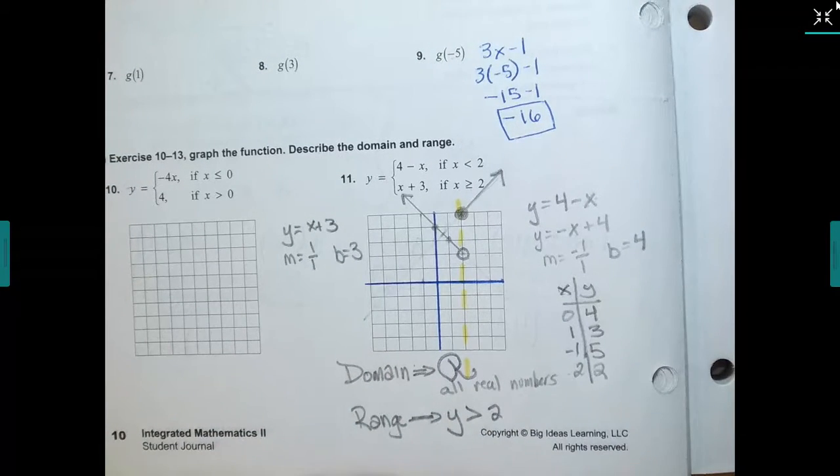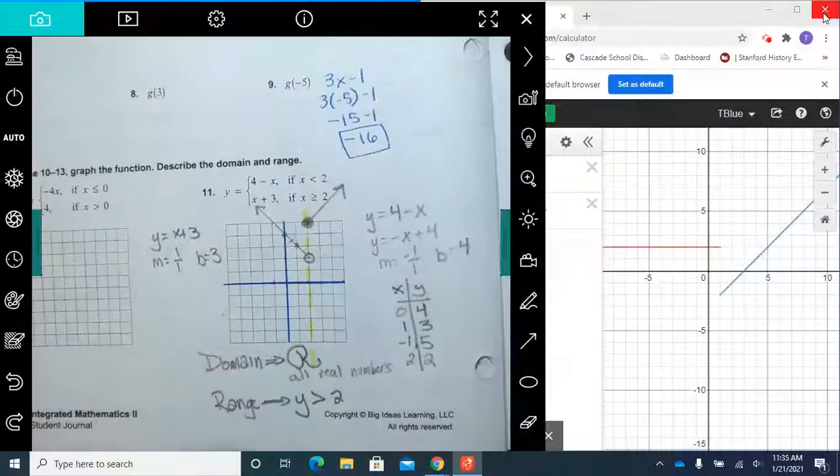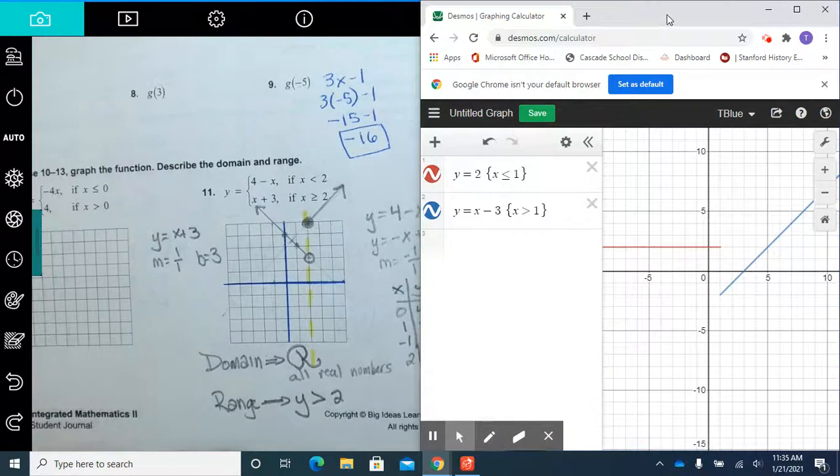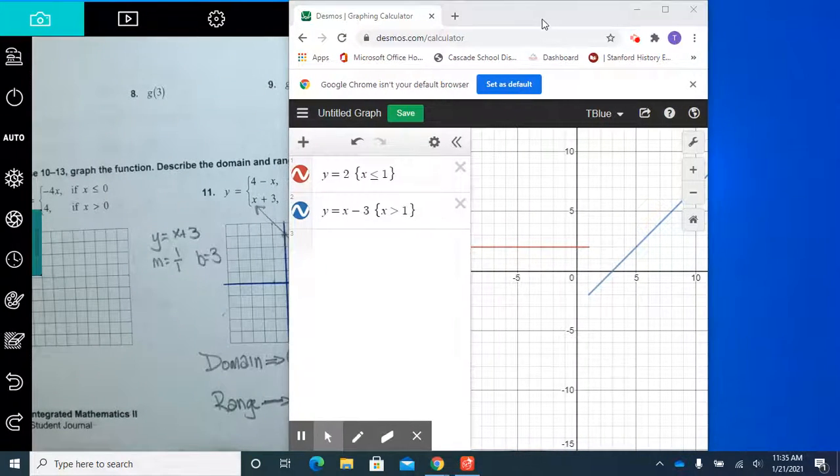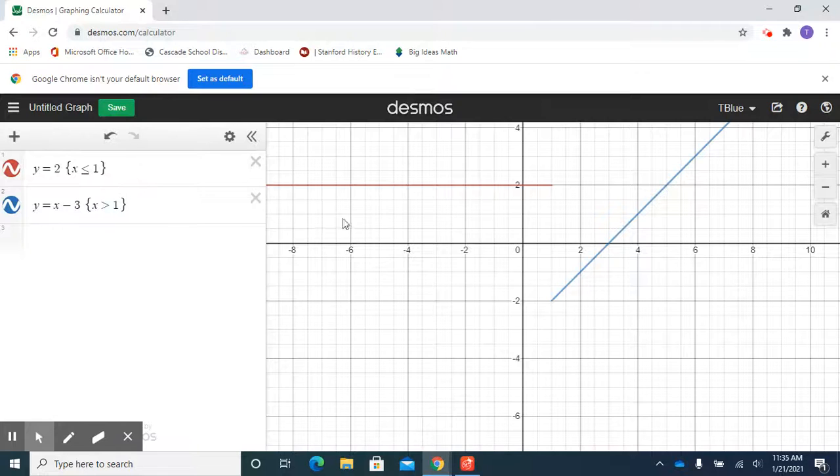Okay. Go ahead and do 10, 12, and 13. And best of luck. If you have any questions, give me a call. There goes our first one. If you wanted to look on Desmos, I entered our first one in there.